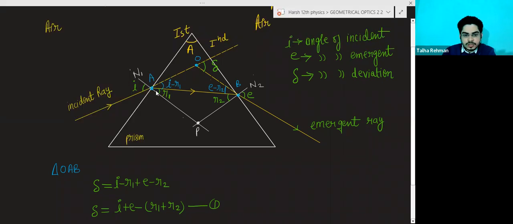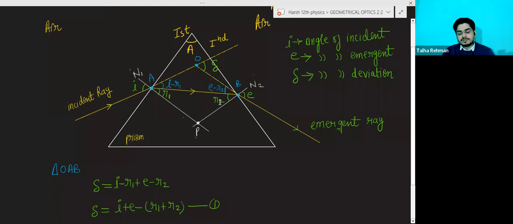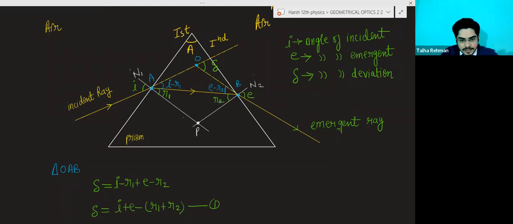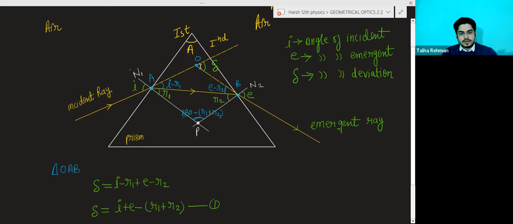Now see this triangle PAB. This angle is R1, this angle is R2, and we know that the sum of the angles of a triangle is 180. So this angle will become 180 minus of R1 plus R2.